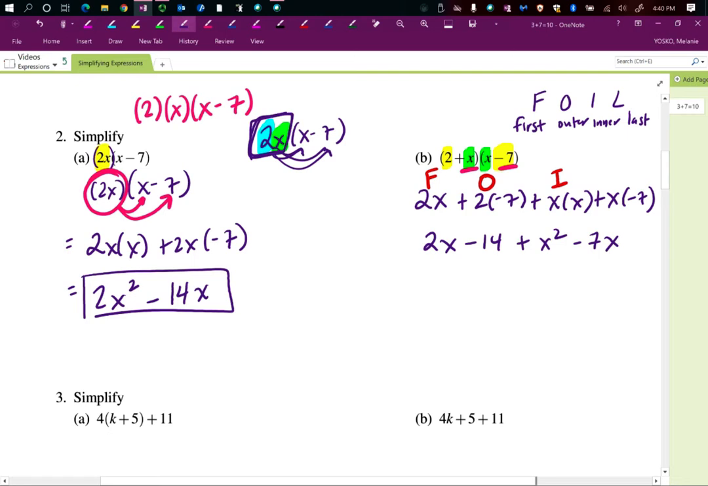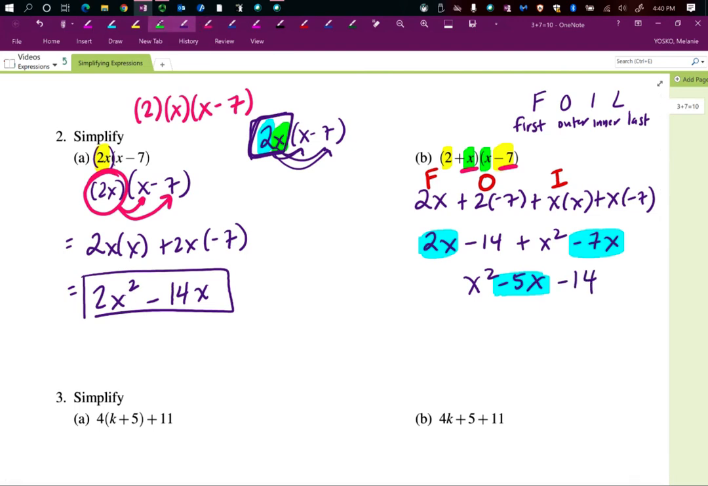Now we're going to combine like terms. We have a term with an x in it, another term with an x in it. Notice those are the only like terms we have. If you go through here, we usually look for the highest power of x. We have an x squared. Now we're going to combine the terms with x's. We have 2x and a negative 7x, so that's negative 5x. And now we're going to look at the constant, minus 14. Does that make sense? So we have FOILed that.